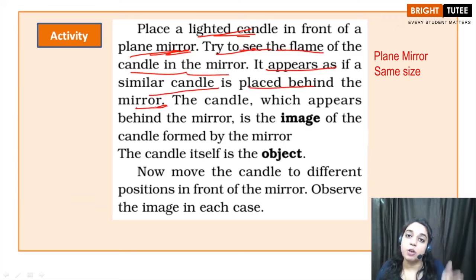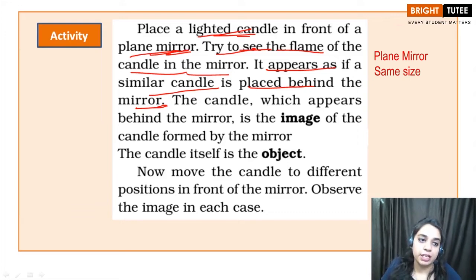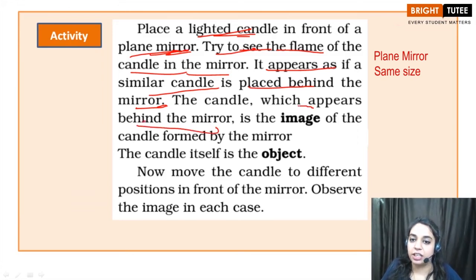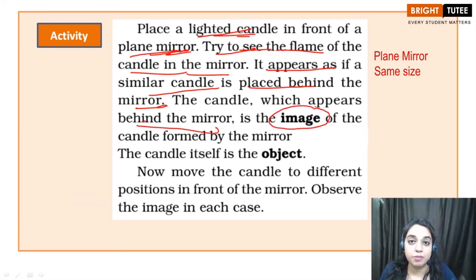So children, whenever an image is formed in a plane mirror, it appears as if a similar object is placed at the back of the mirror. So the image formed in case of a plane mirror is always behind the mirror. You have to keep in mind the position of images: it is behind the mirror. The candle which appears behind the mirror is the image, which appears like a similar object placed behind it. It is actually the image formed by the mirror.